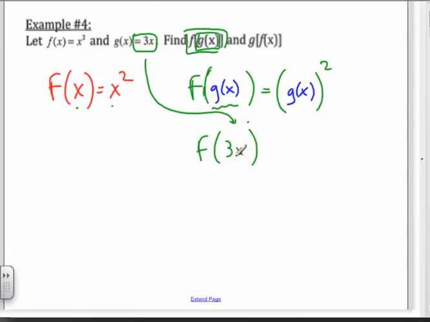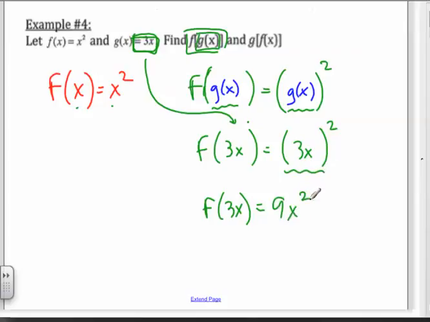It's not its name anymore. It's the actual function itself. I'm plugging the function in. Instead of g of x, I'm going to put 3x in here. It's telling me, don't plug in a number for x, plug in an entire function for x, and then simplify it. So f of 3x is equal to this thing simplified, 3x times 3x, which is equal to 9x squared.